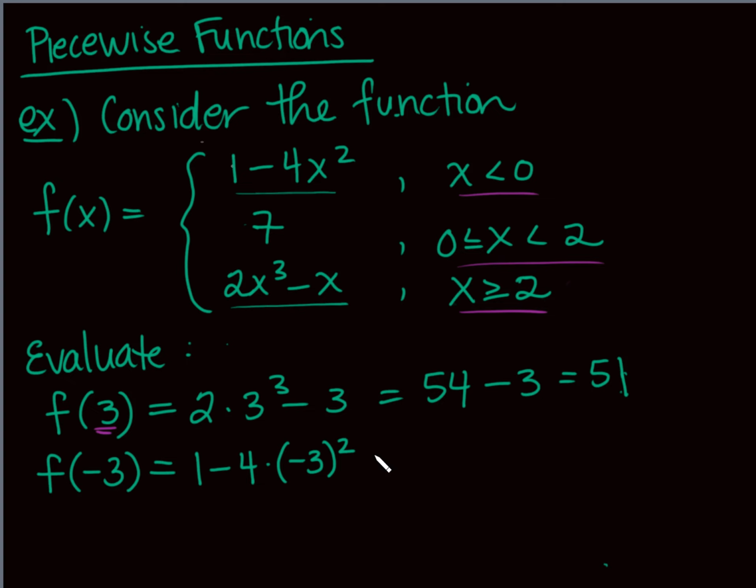That negative 3 better be in parentheses, people, or else you're in trouble. Negative 3 squared is 9. 9 times 4 is 36. Please don't forget your order of operations.